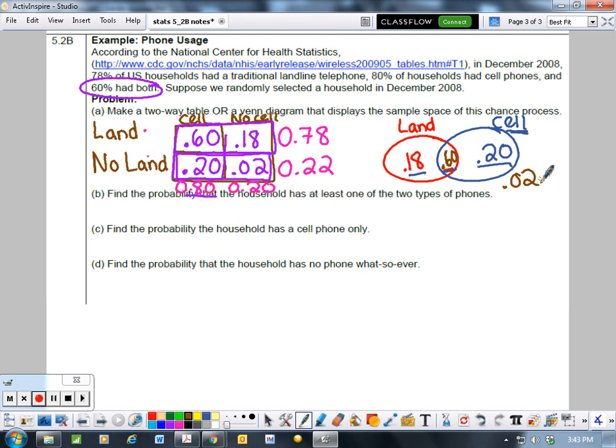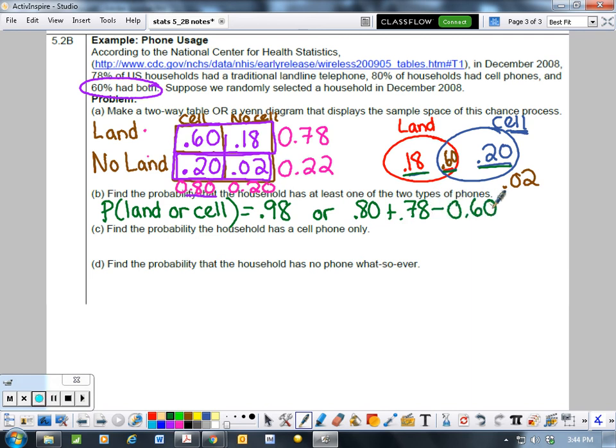So now we're going to go ahead and answer our questions. So the first question is find the probability the household has at least one type of the two phones. So we can have land or cell. So this goes back to, I can add up land, both, cell, and that can give me my total. Or I could take my total for cell, my total for land, and subtract those that were counted twice in those. And that should also give me my 0.98.